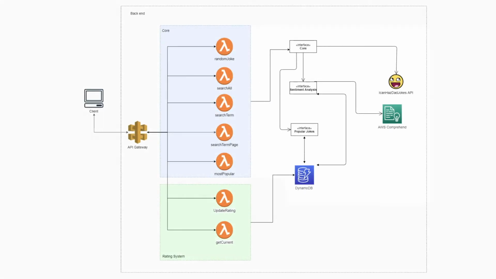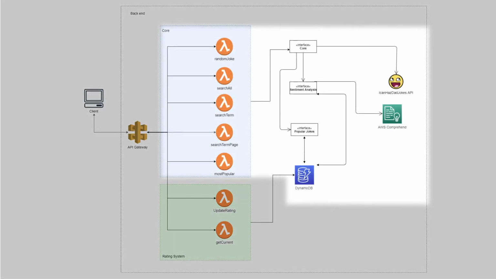Let's take a look at how our Lambda functions work. The core of the GotDadJoke API consists of 5 Lambda handlers. Random joke returns a random joke. Search all returns 5 random jokes across all terms.